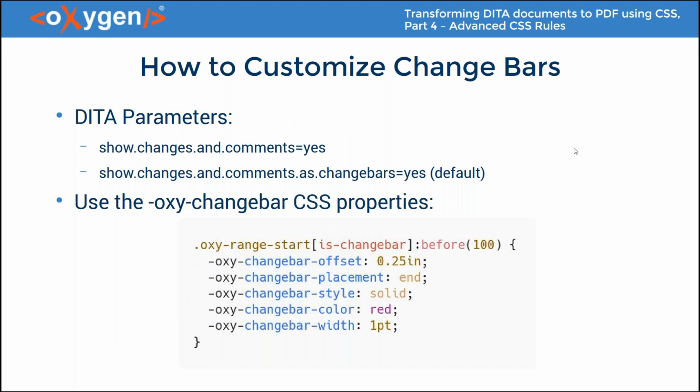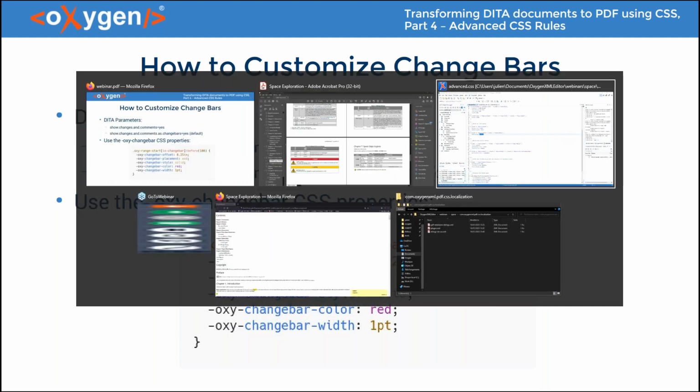Now we have finished the image and table customization part, and we will try something else. How about the change bars? Before all, you need to activate them by setting the show changes and comments parameter in the transformation scenario.